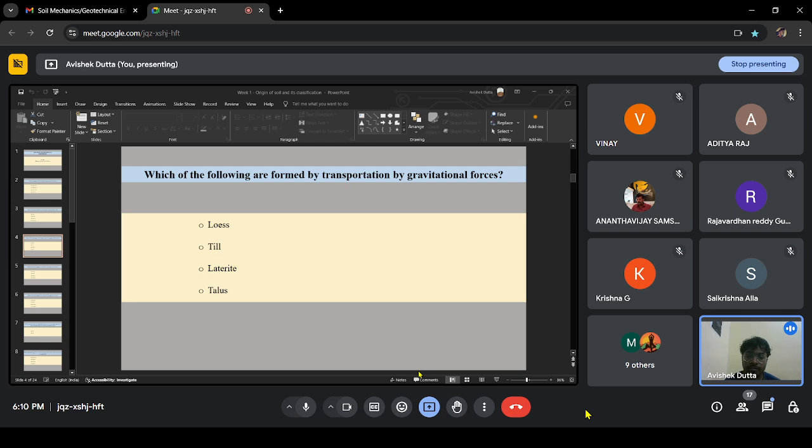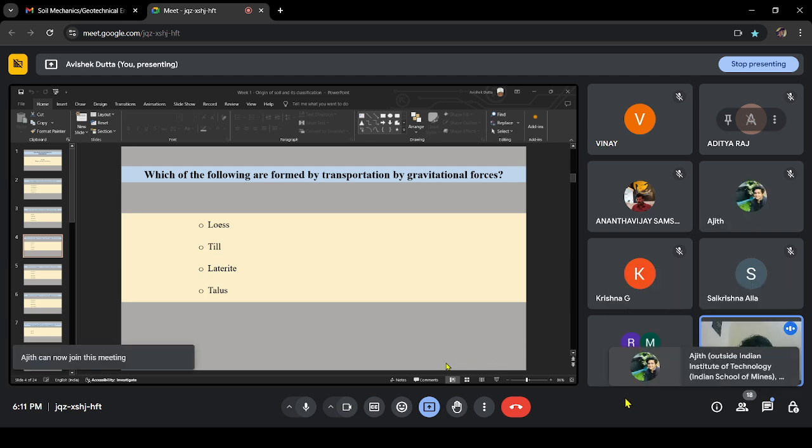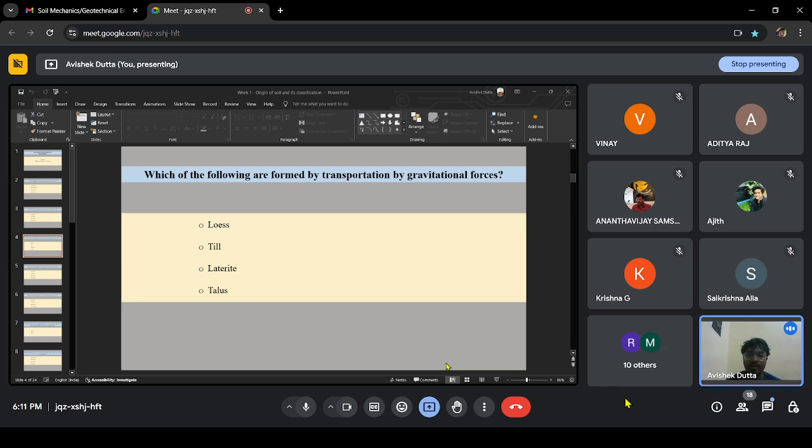This is the third question I'm dictating. Those who have joined late, which of the following are formed by transportation by gravitational forces? The options are loess, till, laterite, and talus. I'll repeat these instructions for the others again. Those who have joined late, write down the questions. You'll get time to solve them. After that, we'll discuss the answer together.